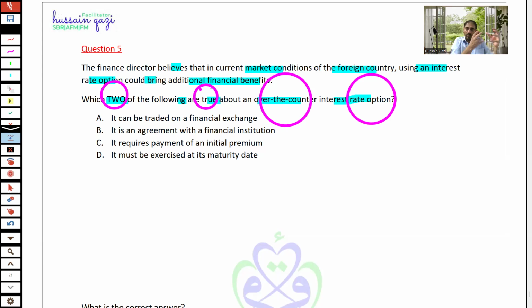And option, as compared to FRA and futures, as per its name, has no obligations. If it is favorable for the contract holder, the holder has a right and it becomes exercisable. If not, then the option lapses. It's a very basic concept.